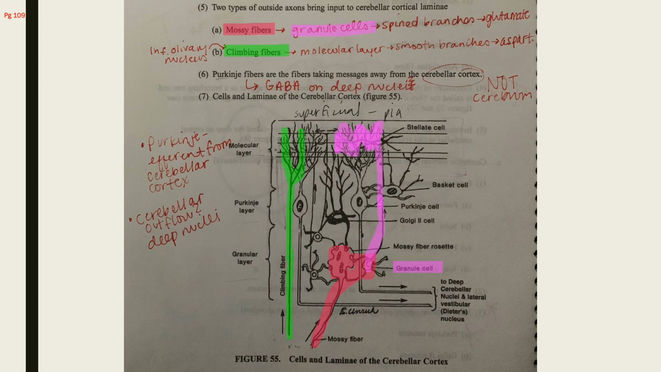I have the path of both of those written out at the top of my page, which is why I just took a picture of it. So I recommend you guys doing that as well. It takes everything we're looking at on the diagram and puts it into writing. If you look at the mossy fibers that go to the granule cells and then spined branches, those are going to release glutamate on the Purkinje cells.